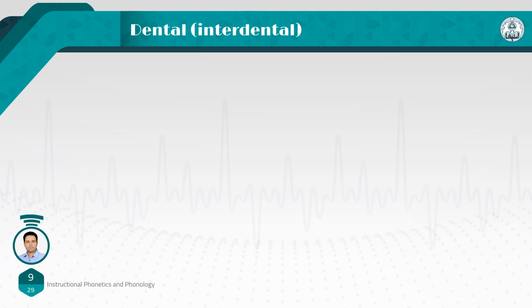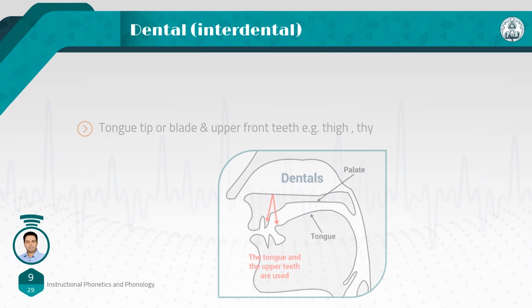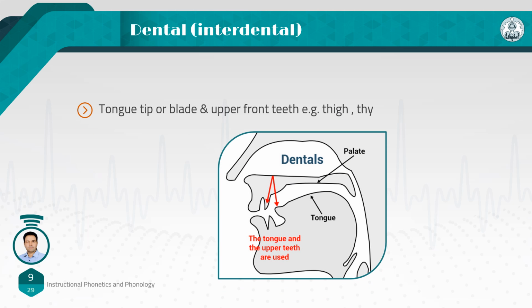Dental or interdental is the next place of articulation. As you can see in the figure, tongue tip or blade and upper front teeth are used. Tip of the tongue or blade of the tongue and upper front teeth. Say words like thigh or thy.